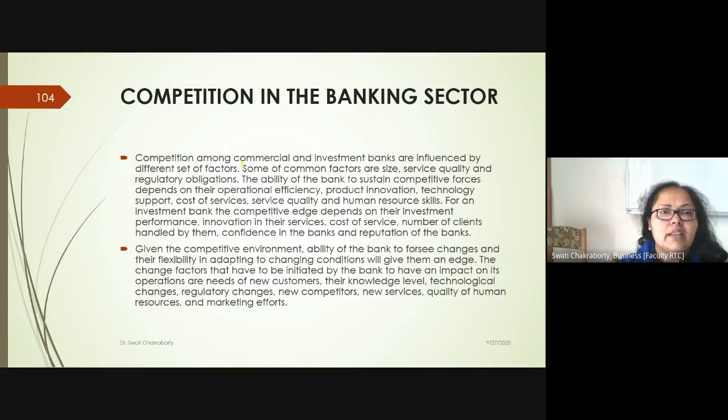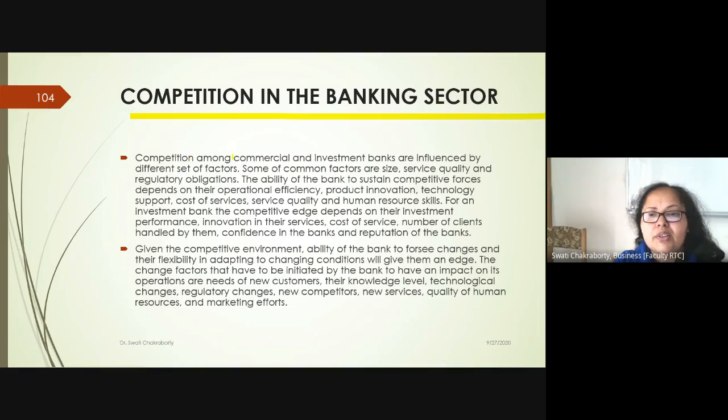Okay, so next is competition in the banking sector. Now there is competition everywhere. Competition amongst the commercial and investment banks is influenced by a different set of factors. Some of the common factors are size, service quality, and regulatory obligations. The ability of the bank to sustain these competitive forces depends on the operational structure of the bank, product innovation, skill, technology support, the cost of services, the quality of service, and the skills of human resources at the bank.